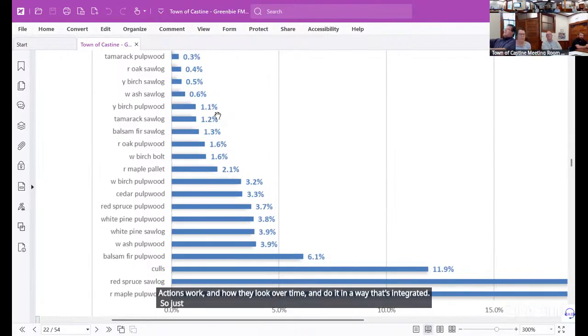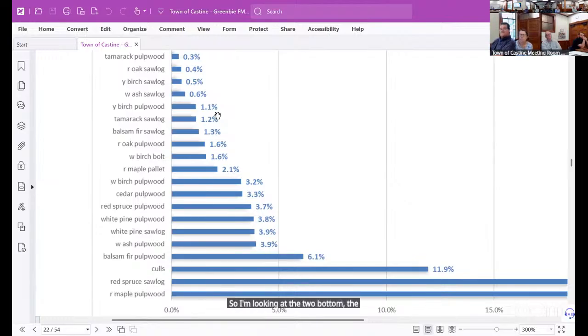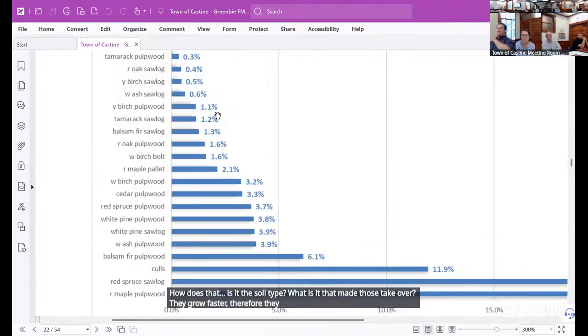So when I look at this chart, I like to see it somehow come alive for people, right? I'm looking at the two bottom, the red spruce and the red maples. We were just talking about invasives. Is it the soil type? What is it that made those take over? Do they grow faster, therefore they starved out everything? Why are they at that number?